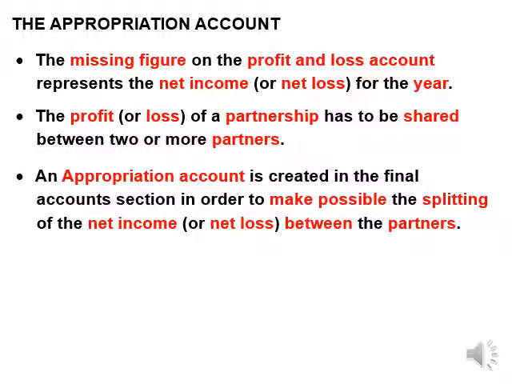An appropriation account is created in the final account section in order to make possible the splitting of the net income or the net loss between the partners. So now we have three final accounts. The trading account that we use to calculate the gross profit. The profit and loss account that we use to calculate the net profit. And the appropriation account that we use to split the profit or the loss between the partners.